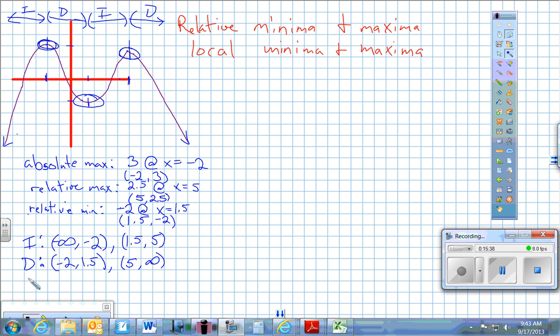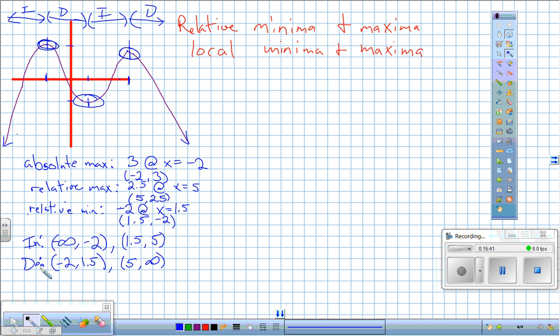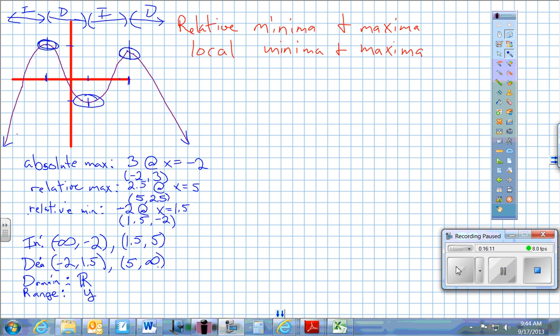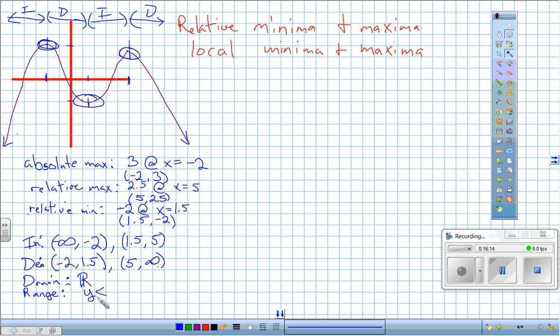The other piece it might also ask you to do is domain and range. So then your domain is my x values. In this case, it's going to go left and right forever. So it would be all real numbers. And my range, so what's the highest y value that I have and everything underneath that. So my highest y value is at 3. So I would write y is less than or equal to 3.